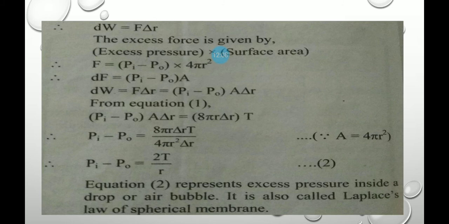A is equal to 4 pi R square, that is the surface area. Therefore dW is equal to F into delta R, is equal to (Pi minus P0) A into delta R. From equation number 1, we get (Pi minus P0) A delta R is equal to 8 pi R delta R into T. Therefore we get the last equation: Pi minus P0 is equal to 2T by R. That equation 2 represents excess pressure inside a drop or air bubble. It is also called Laplace law of spherical membrane.